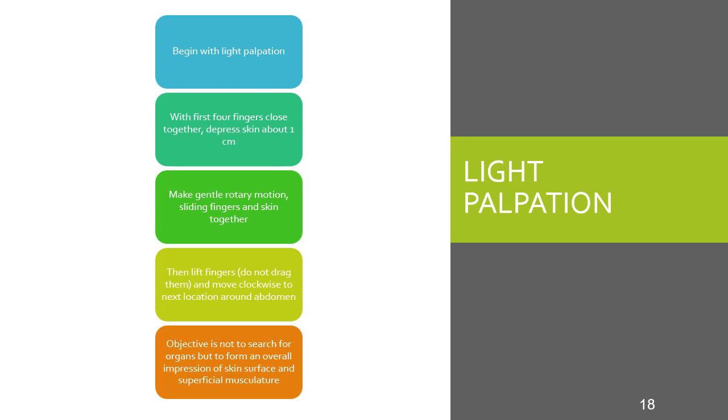When you're palpating, you're going to start with light palpation, and you want to follow the same progression as you did with auscultation: right lower quadrant, right upper quadrant, left upper quadrant, left lower quadrant, unless there's pain. And if there's pain, then you want to palpate that area last so it doesn't skew the rest of your assessment.